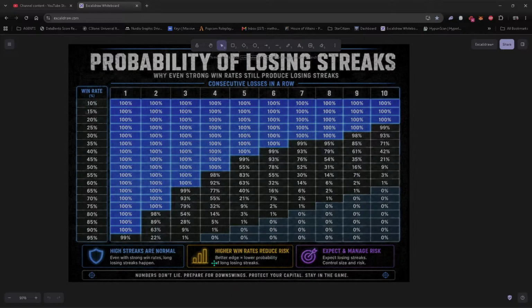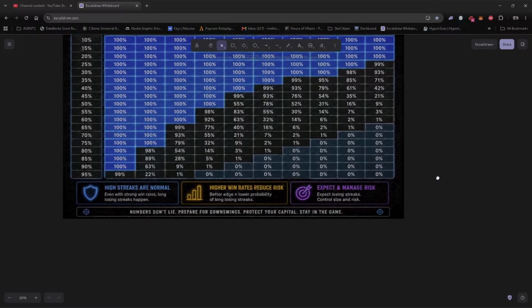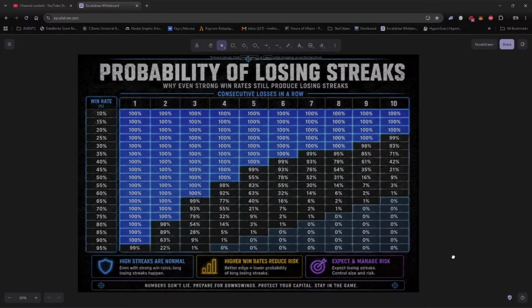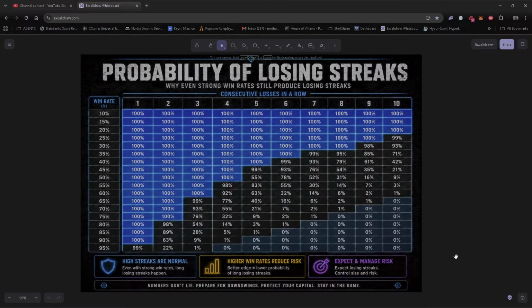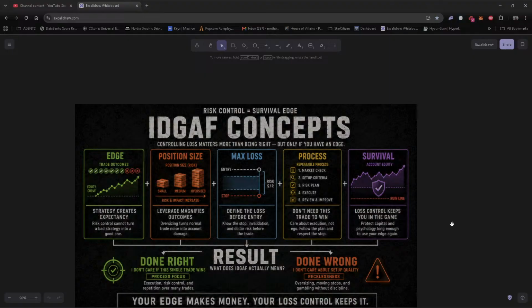High win rates reduce risk, better edge. Expect losing streaks, control your size and your risk. So that's it. Numbers don't lie. Prepare for downswings, protect your capital, stay in the game, and back to close it all up.